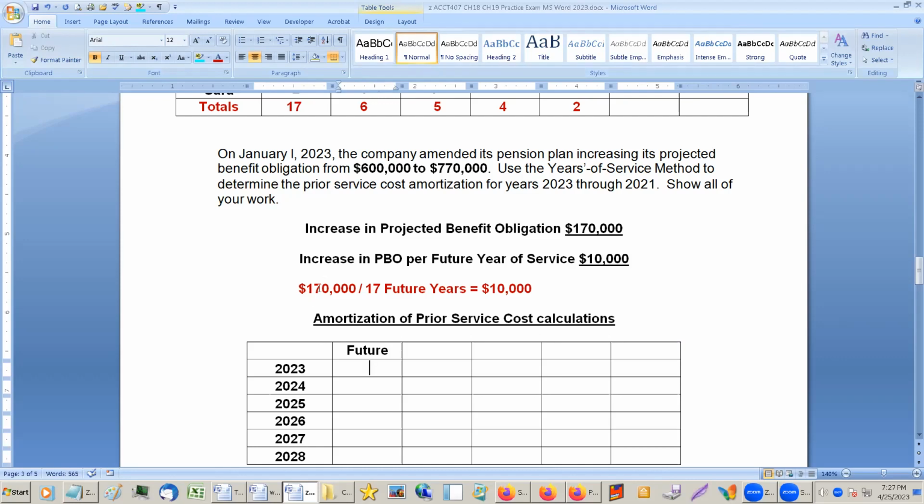Okay, so future years, we have 6, 5. Not 5, 4, 2.